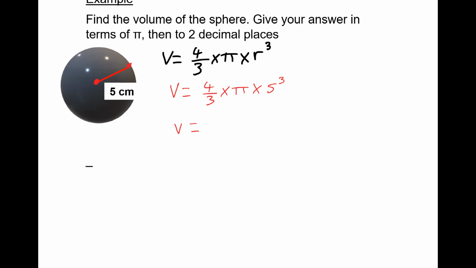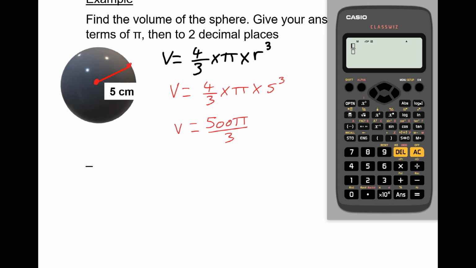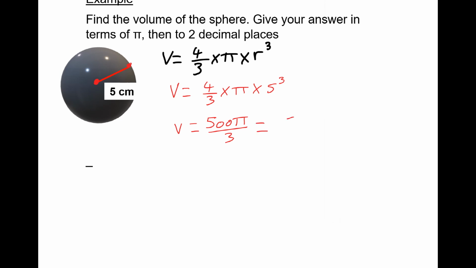So V is going to be, if we put this into a calculator, 5 cubed is 125, times 4, you have 500. So we end up with 500 pi over 3. And you can put it into a calculator to get your answer to 2 decimal places. And you will get 523.60. And the units are obviously centimeters cubed.